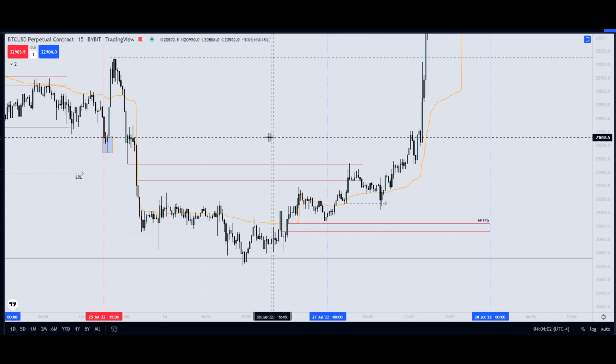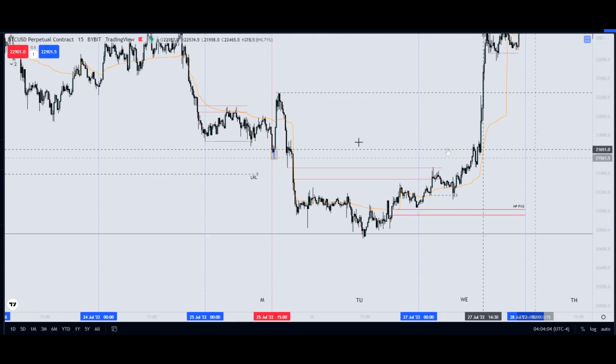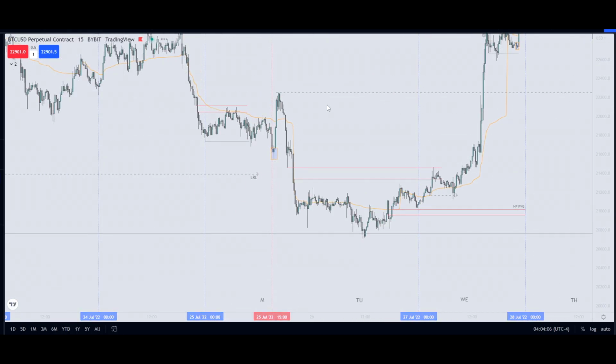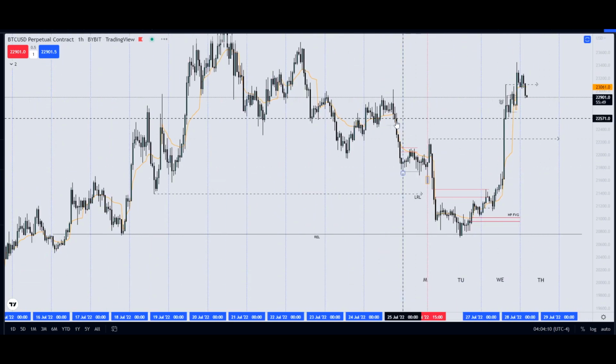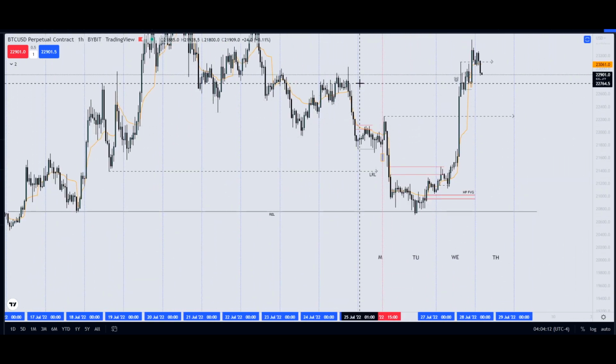But the next thing I'm going to do is I'm going to go out to a higher time frame here. We're going to go into the 1 hour. So in my last video, I had talked about price action leading up to Monday.